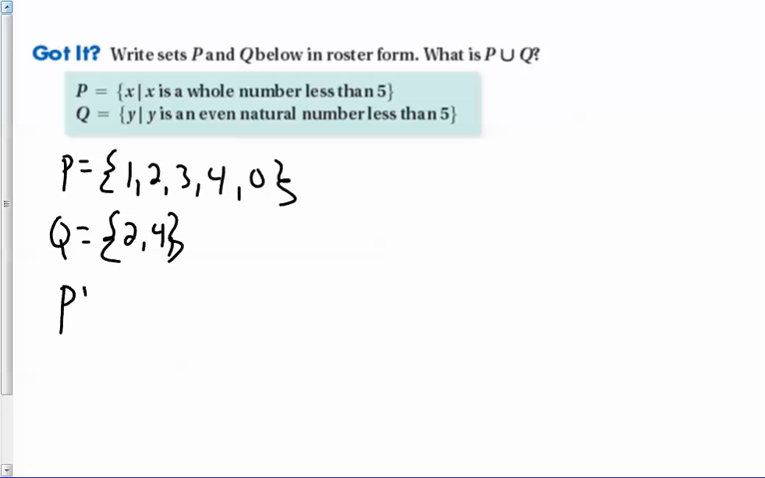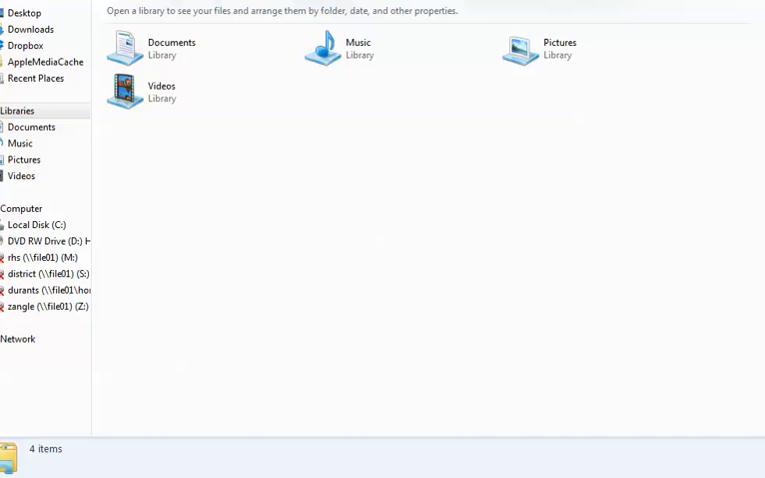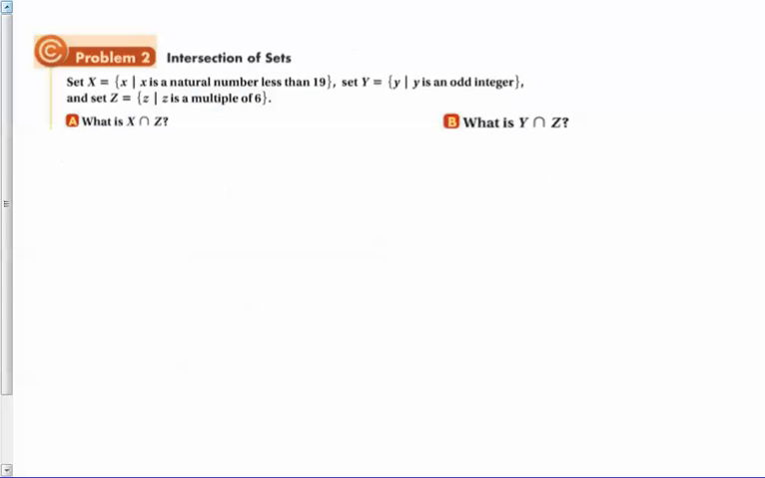So what is the union of the two sets? Well, that would be 1, 2, 3, 4, and 0. Make sense? Bonus, what would be the intersection of the two? Looks like it would just be the 2 and the 4. Okay? Let's move on and talk about the next problem here.